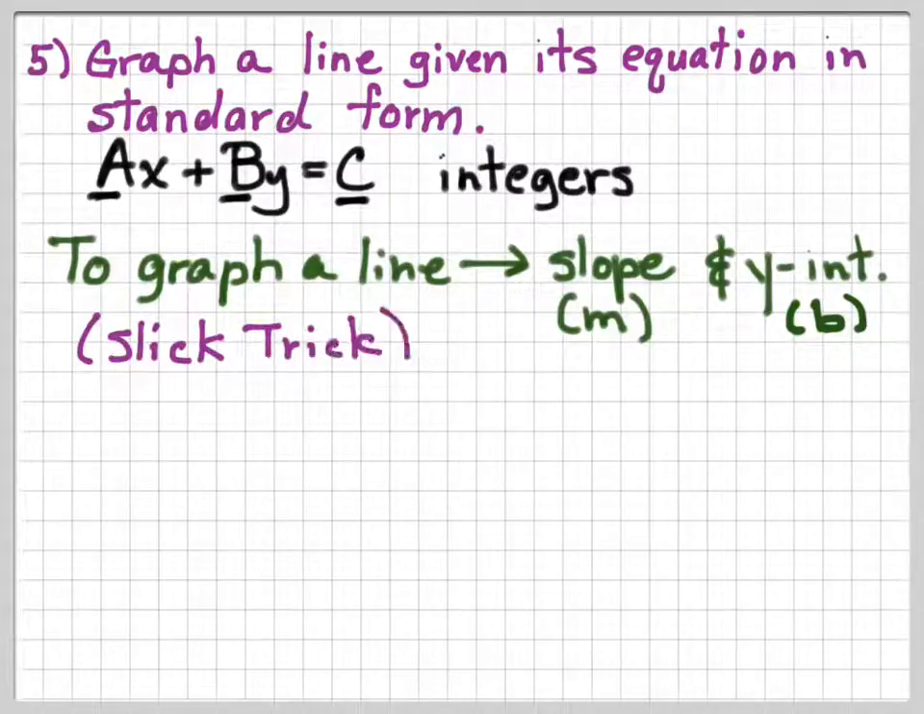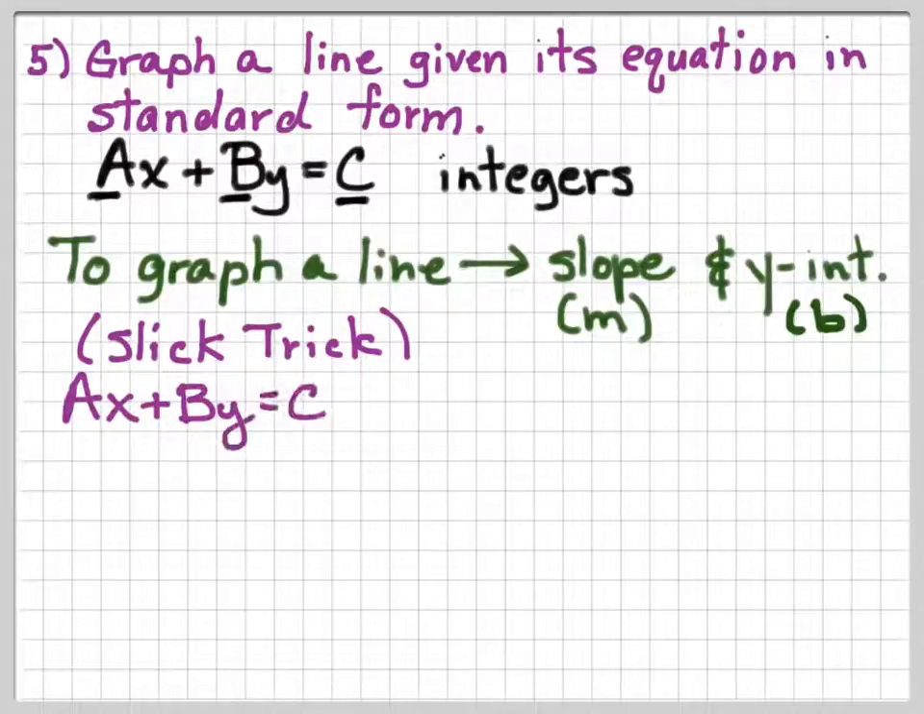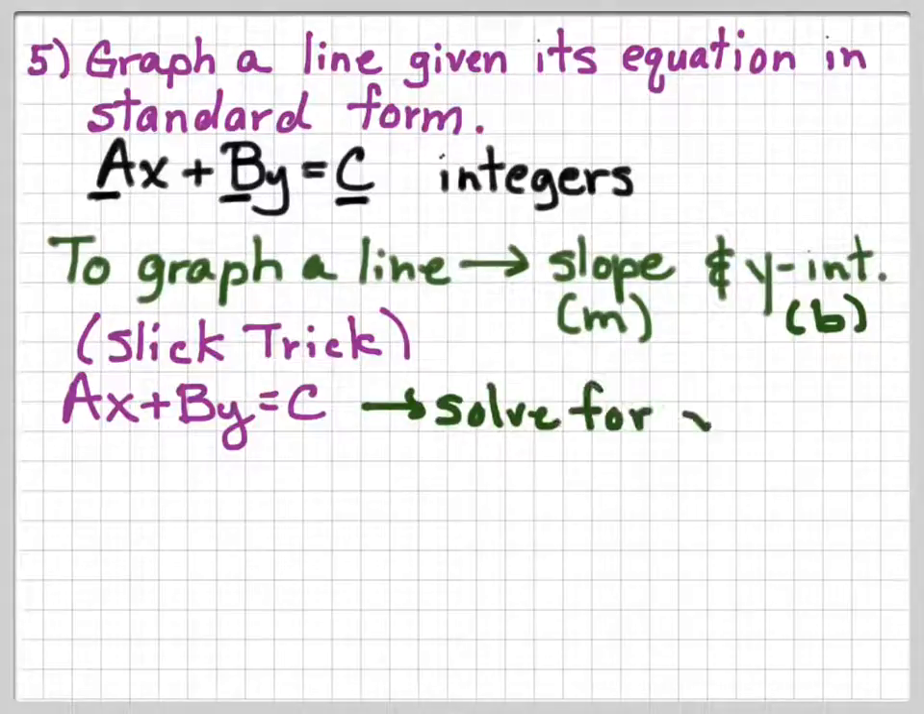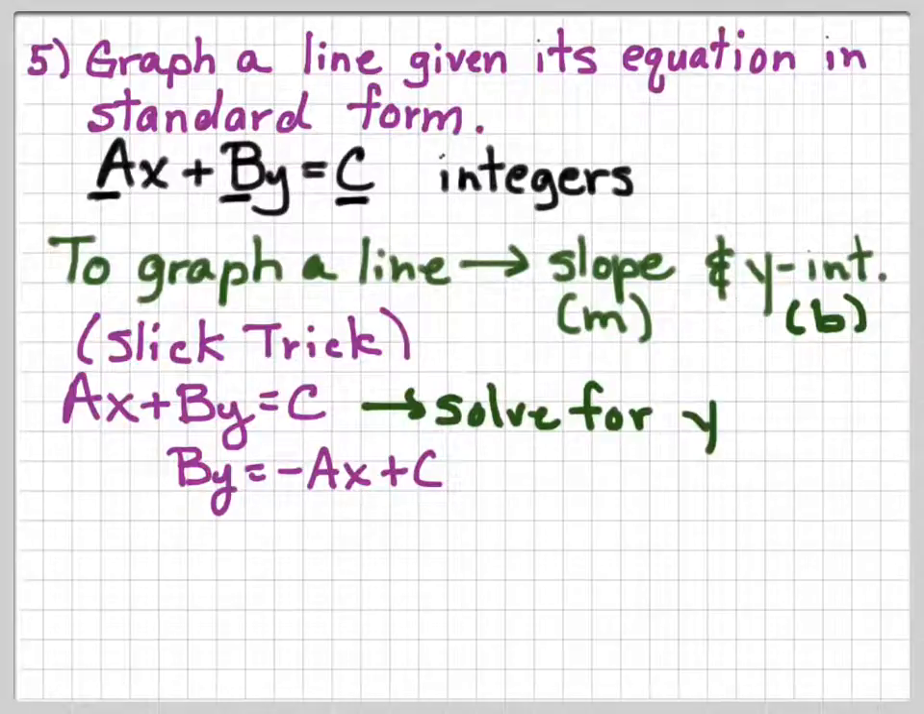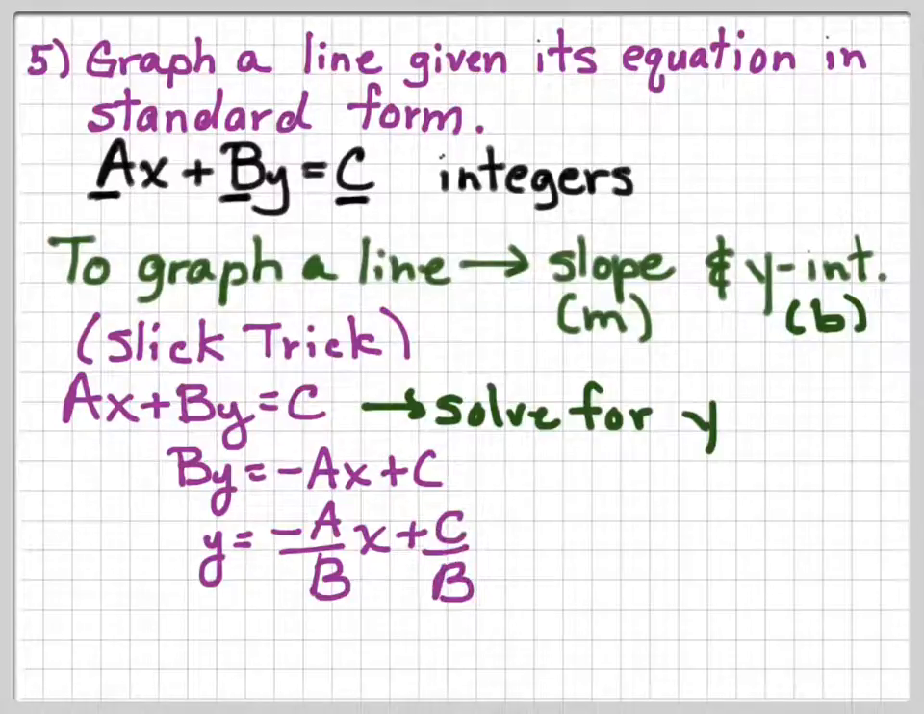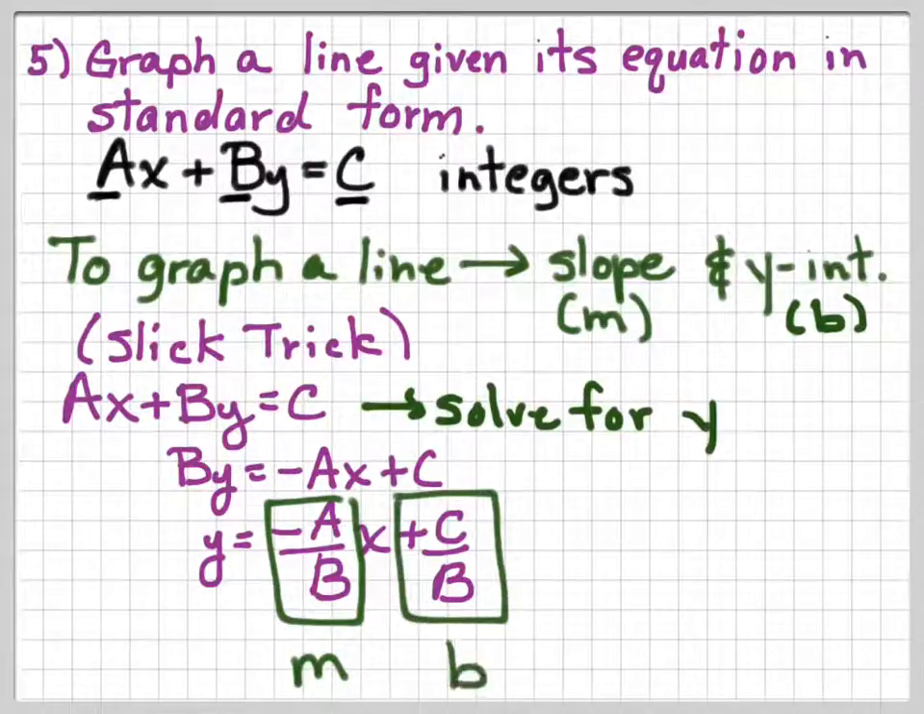Now, here's my slick trick I'm going to show you, and if you just memorize a little tiny bit of it, you'll be able to work problems really quickly like this. In order to determine the slope and the y-intercept, I need to change this to slope-intercept form, and I'm going to do it with these letters instead of plugging in numbers. So I'm going to solve for y, which means I'm going to move the ax to the other side, so I have by equals minus ax plus c, and then I'm going to divide everything by b. So now I have it in slope-intercept form, and that means that minus a over b is the slope, and c over b is the y-intercept.